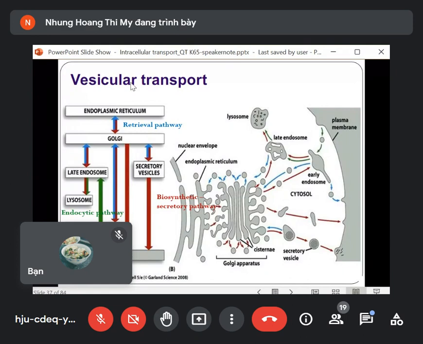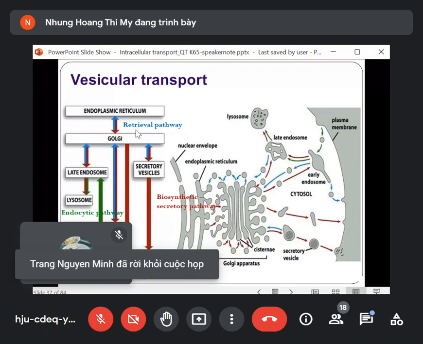So vesicular transport can be divided into three pathways: the retrieval pathway, the endocytotic pathway, and the biosynthetic secretory pathway. For the endocytotic pathway and the biosynthetic secretory pathway, I already talked to you.